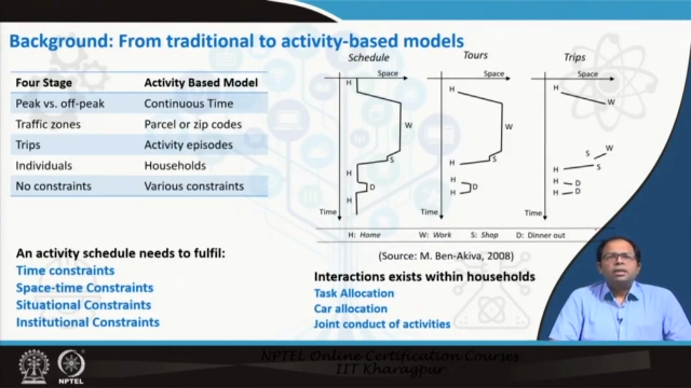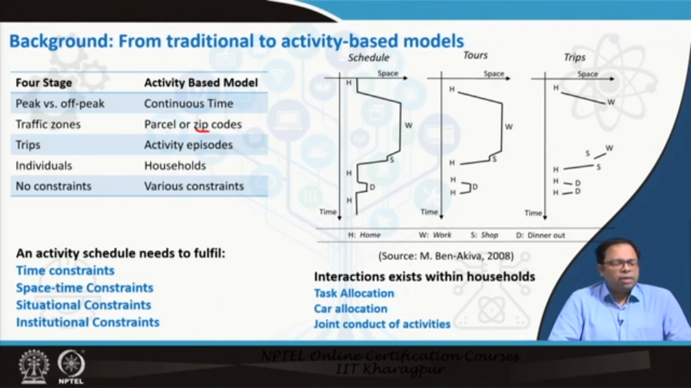So, a quick comparison between 4-stage and activity-based model. We have peak and off-peak on one side, and we could model continuous time periods on the other side. 4-stage models are usually based on TAZs, whereas in an activity-based model we can even subdivide. We can go to a parcel level or even a plot level, and we can also base it on zip codes. This is for the US. We can always make it into pin codes as well, but pin codes are pretty large in the Indian context.